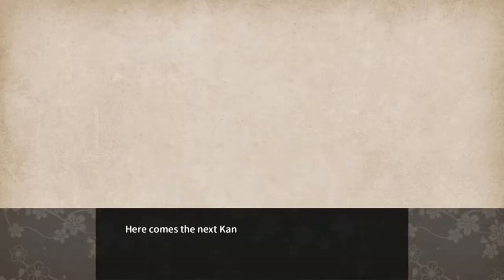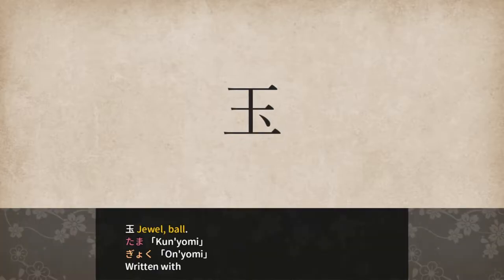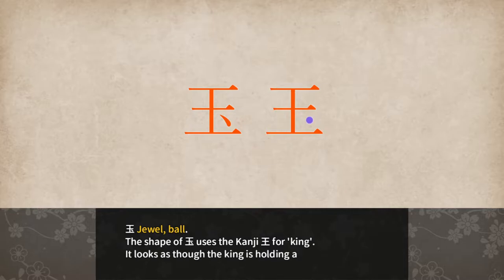Next one. Quite similar, as you can see. Tama. Jewel or ball. Tama for kun'yomi and gyoku for on'yomi, written with 5 strokes. The shape of tama uses the kanji O for king. It looks as though the king is holding a jewel.